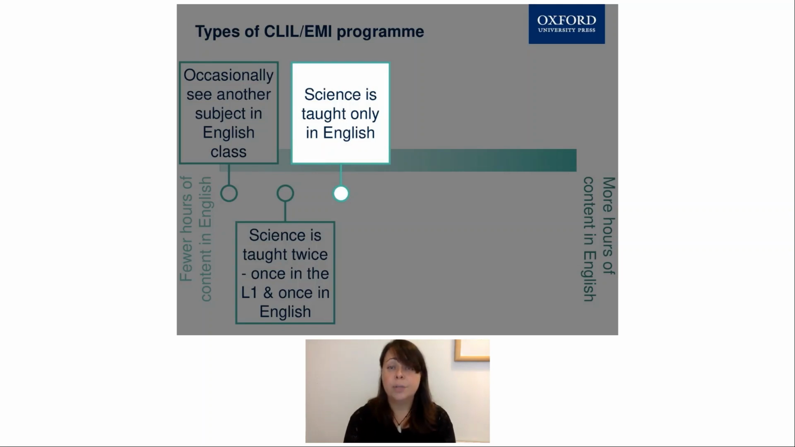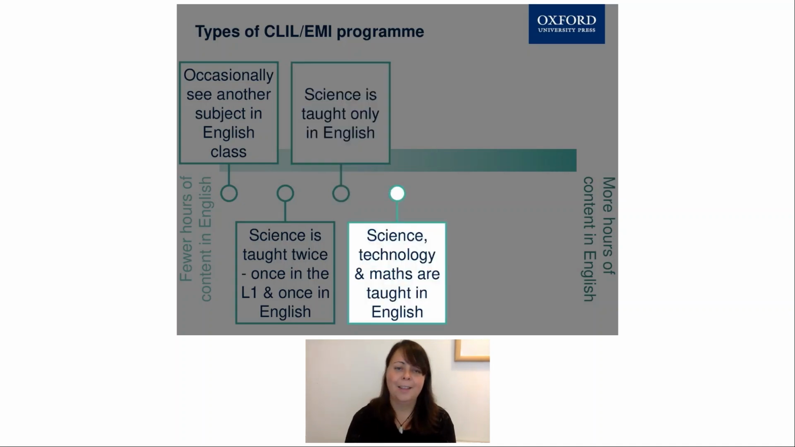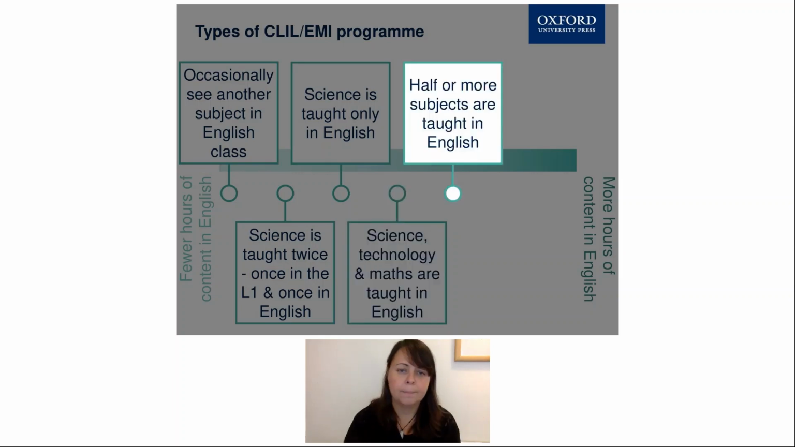Another model, which is sometimes referred to as hard CLIL, is when a certain subject is always taught only in English. Here, science, of course, it can be any other subject. We move more to the hours of English content, and this might be a model where more than one subject, for example here 3, are taught in English. And this may still be CLIL if there's language content involved, or it could be EMI, depending on the program.